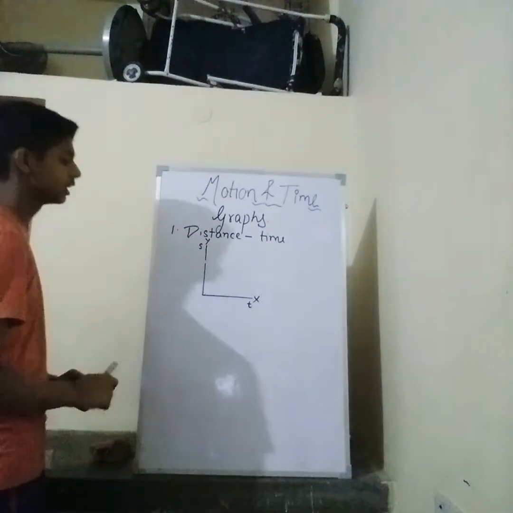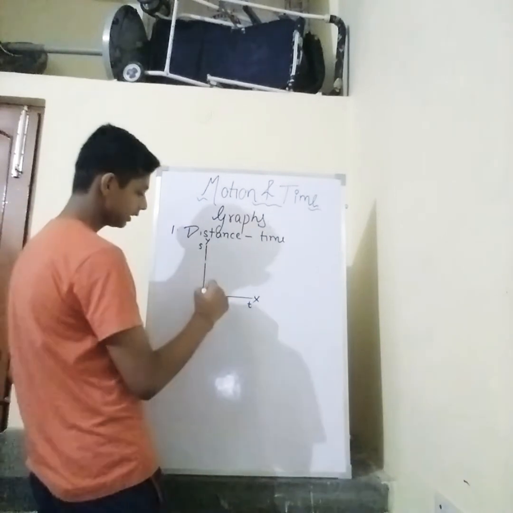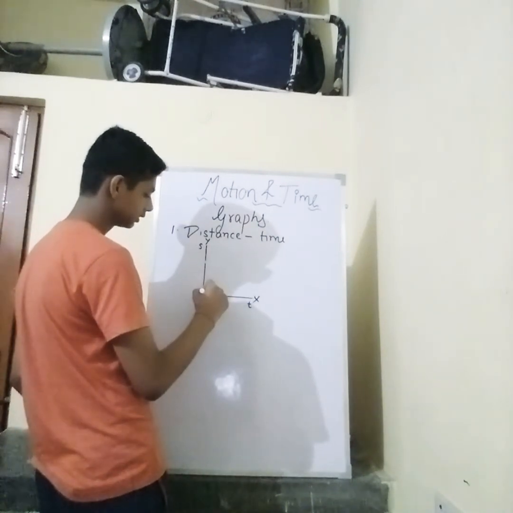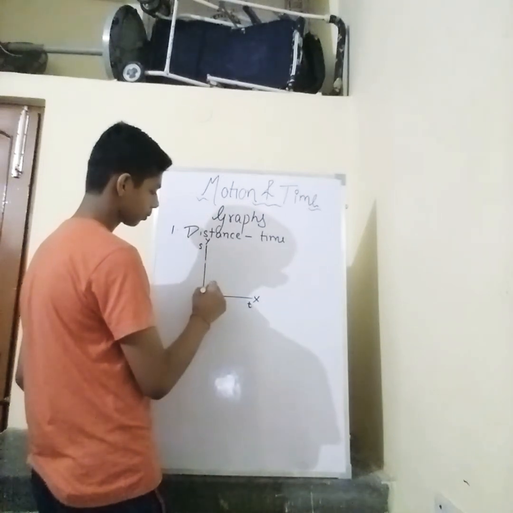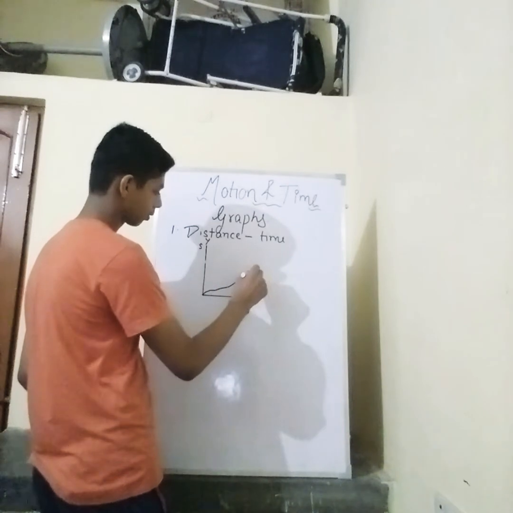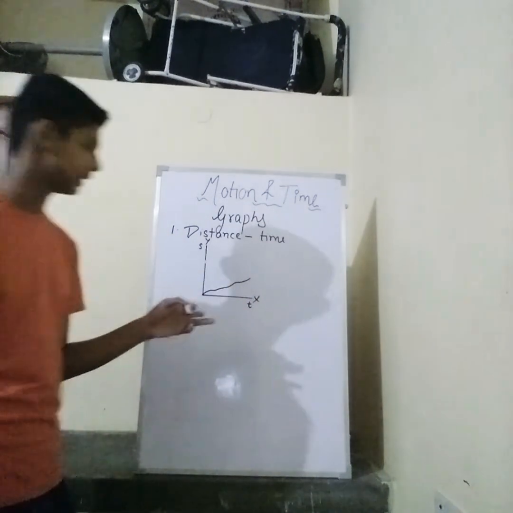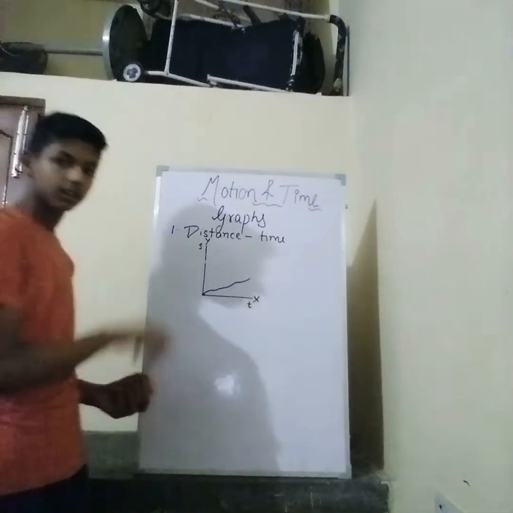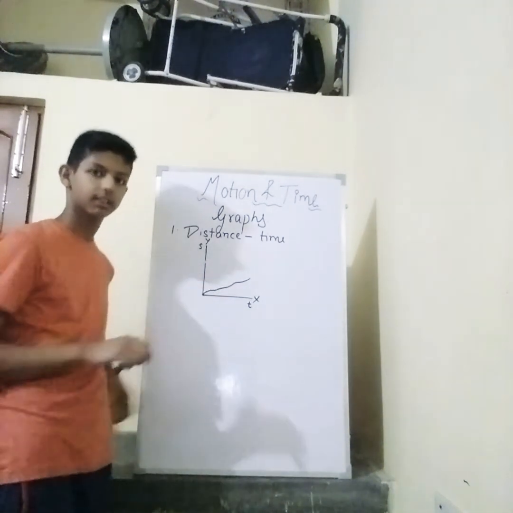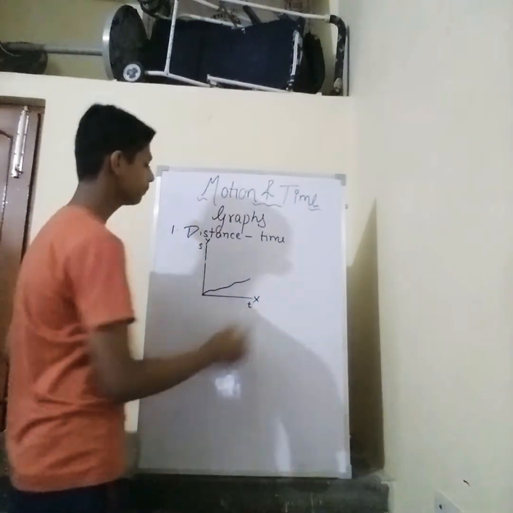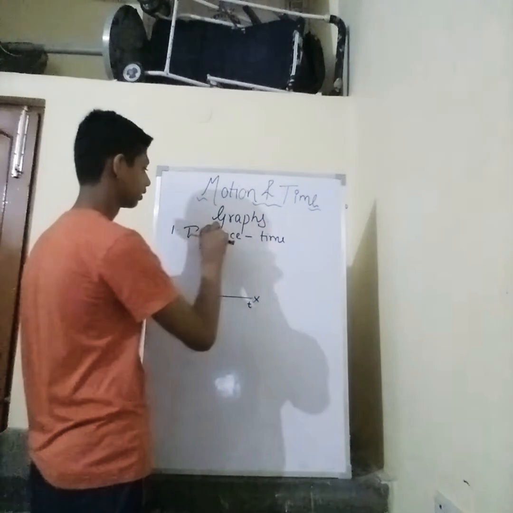And if we are traveling with non-uniform speed, it can be like this, something curved and bent in the line. Then we will come to the displacement time graph.